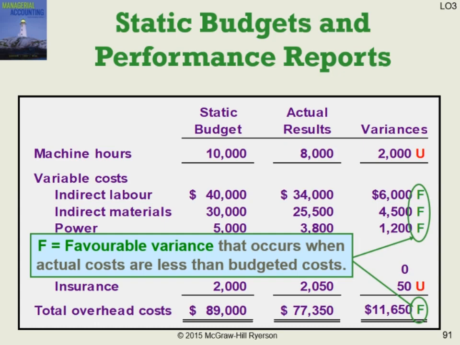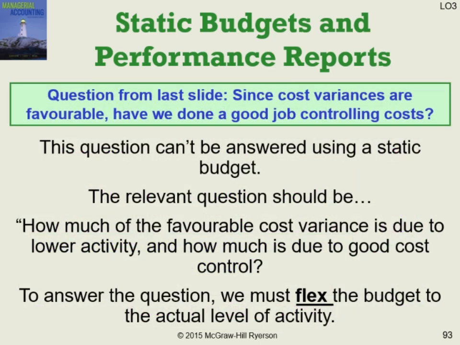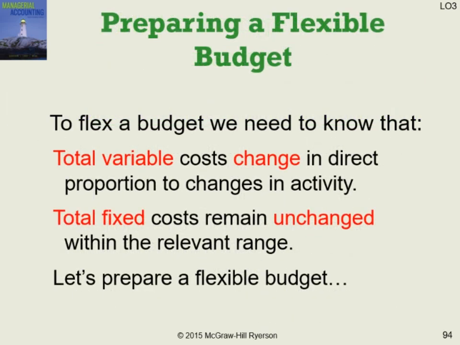All right, so let's see if there's a way we could fix that. Since cost variances are favorable, have we done a good job controlling costs? Well, not really. And so we need to figure out what the budget would have looked like if we had known in advance that we were only doing 8,000 machine hours of work. So we know that variable costs change in proportion to the activity level, fixed costs don't, so we should be able to prepare a flexible budget, given that we understand the nature of the costs.